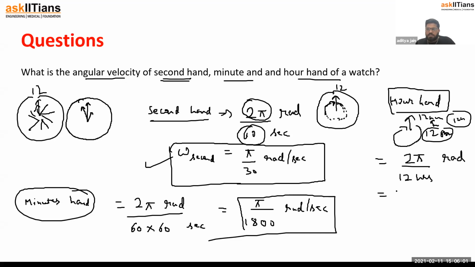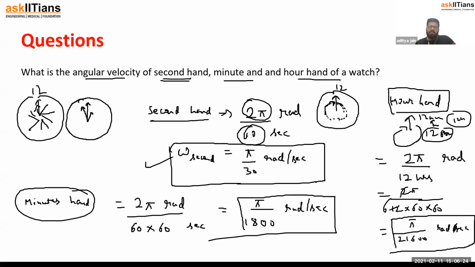12 hours. These hours should be converted into seconds. 1 hour equals 60 minutes and 1 minute equals 60 seconds. So this is the conversion, and it will be pi by 21600 radian per second.